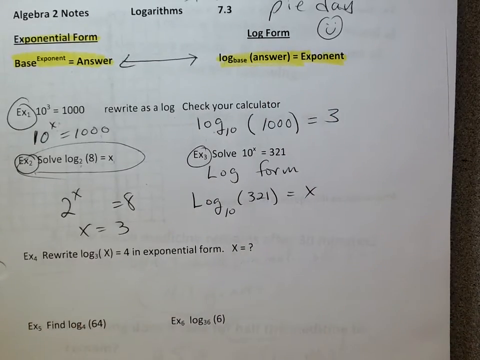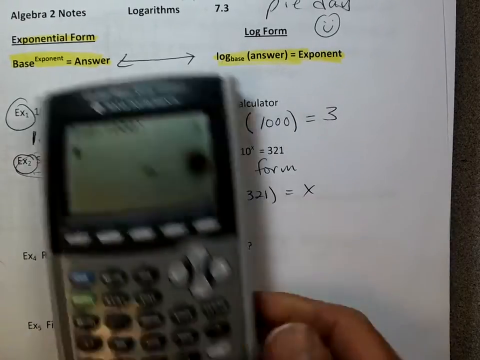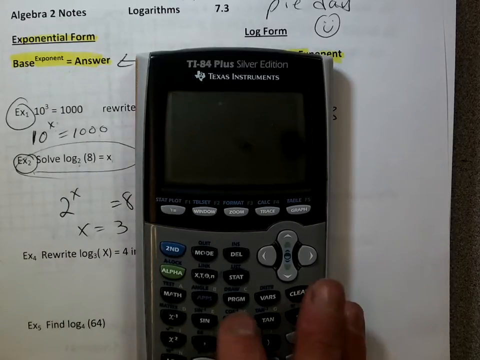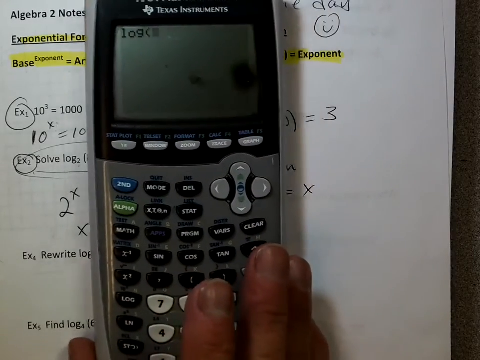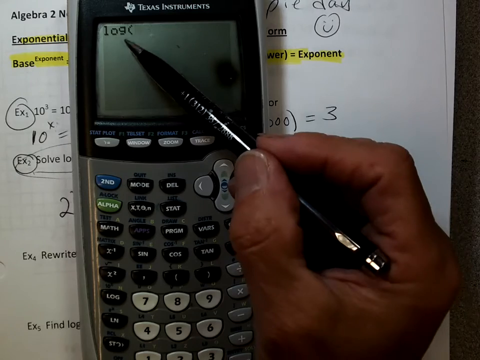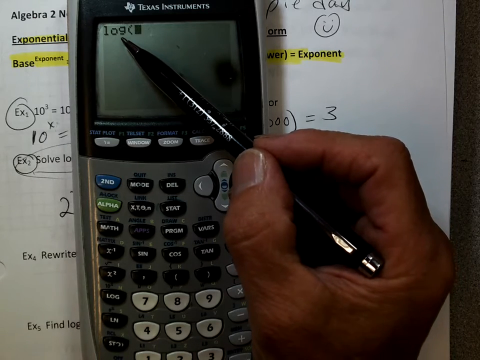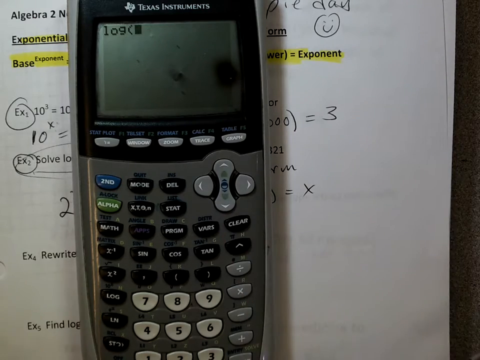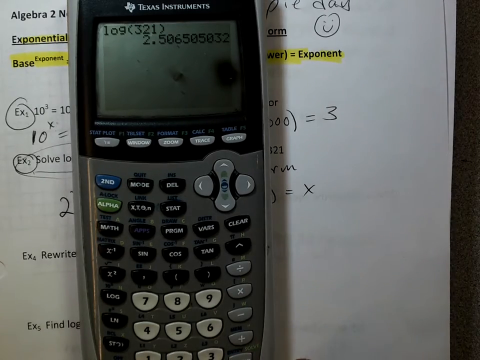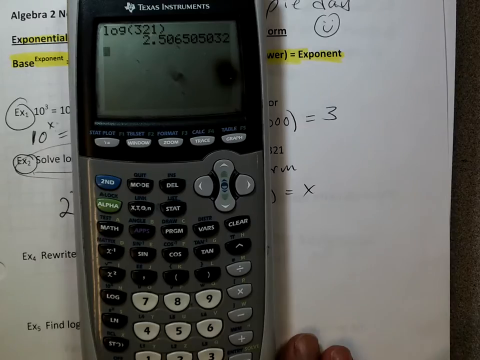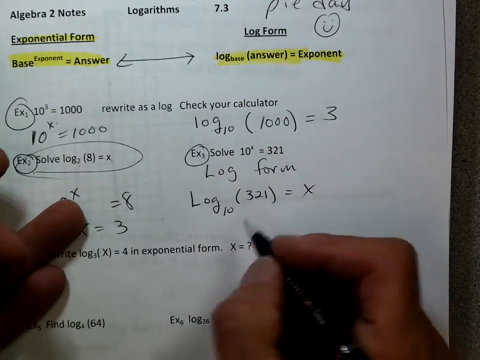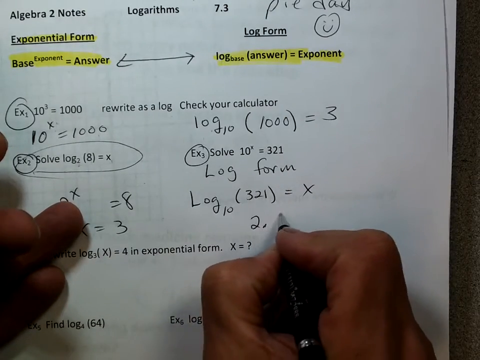Now, if it's base 10, guess what? Our calculator can do it. This is log base 10, so we can just use our calculator. I hit my log button. The base 10 is invisible. If it's calculator log, it's always base 10, of 321. I'm thinking 2.2, 2.5. Well, I was wrong. The answer is about 2.5.